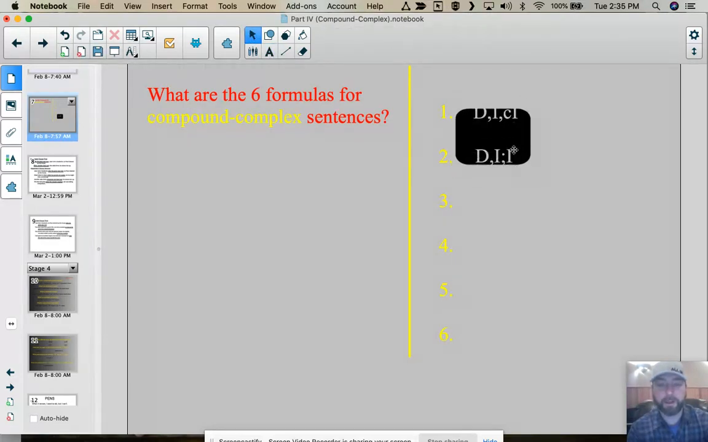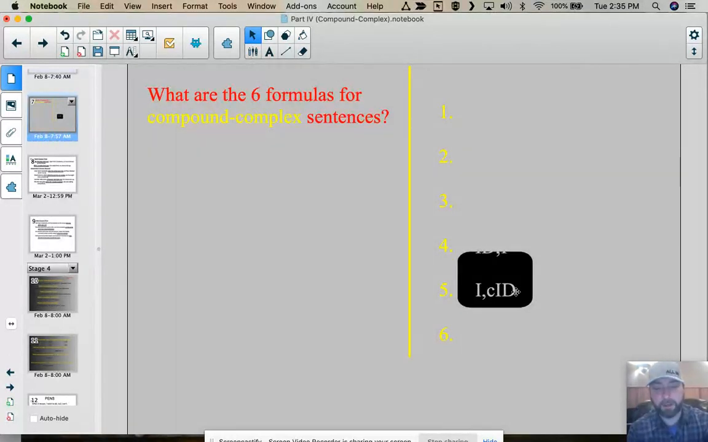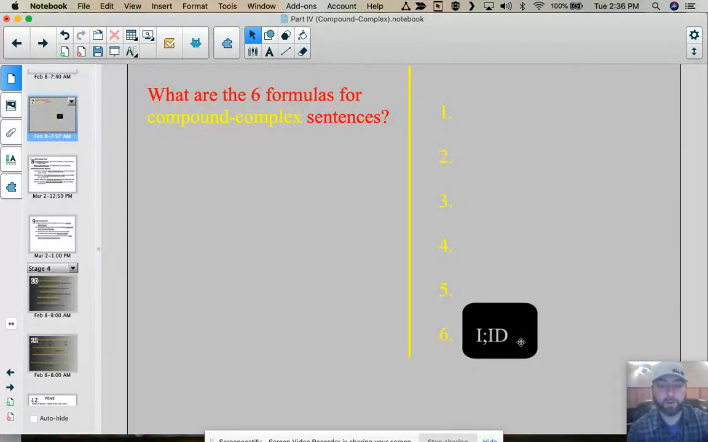D, comma, I, C, I, D, comma, I, semicolon, I, D, comma, C, I, D, semicolon, I, comma, C, I, D, and I, semicolon, I, D.